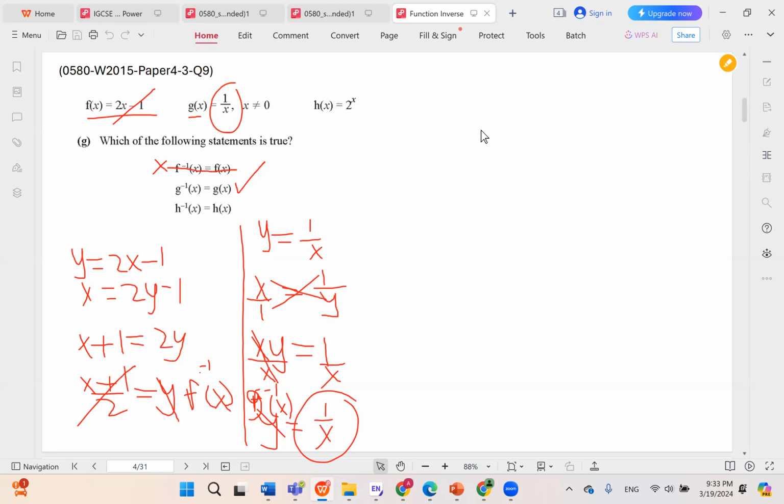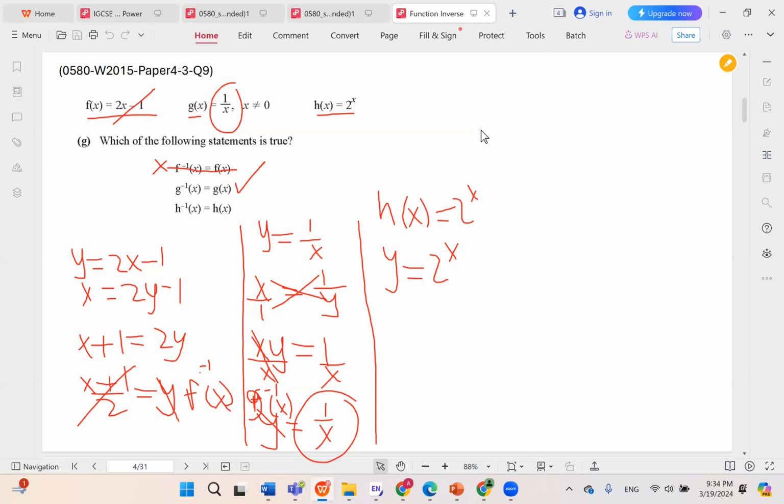For the third one, we have h of x equals 2 power x. So h of x equals 2 power x, and y equals 2 power x. So the problem with this one here is that you're not able to find the inverse in terms of algebra, but there is a trick that you can do, which is to figure out if the inputs and outputs can be reversed. What does that mean?